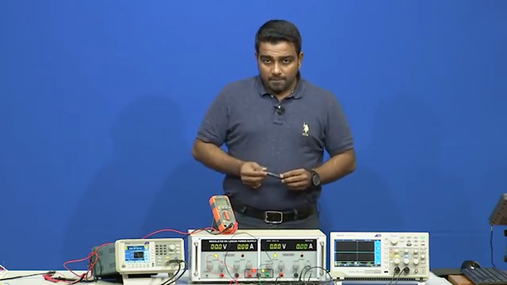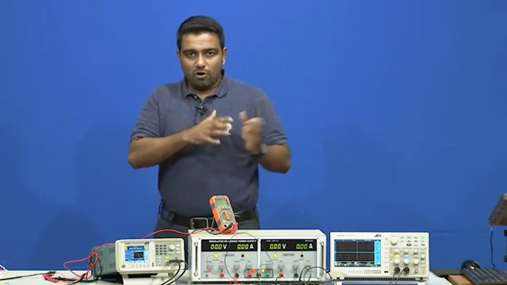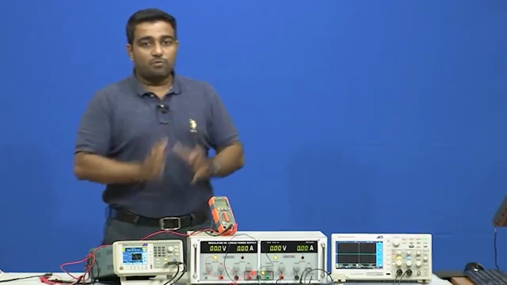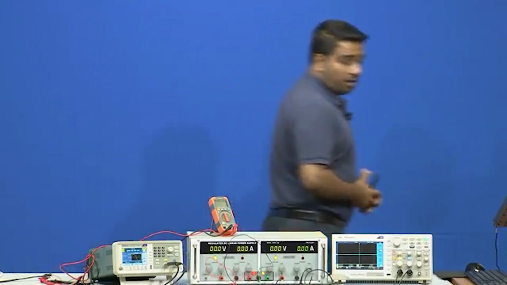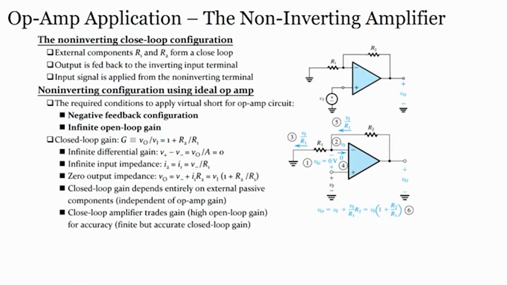Alright, welcome once again. Last module we have seen the inverting amplifier, this module we will see the non-inverting amplifier. So, let us quickly see the screen, and what we see here is a circuit for a non-inverting amplifier. We have already seen this in the theory classes. Just quickly let us recall.